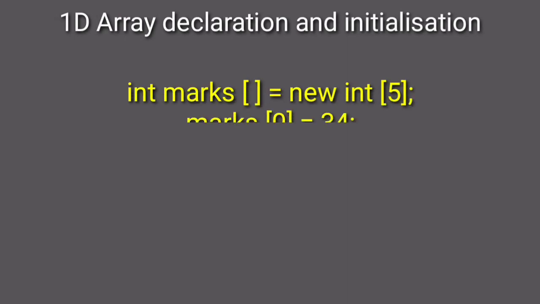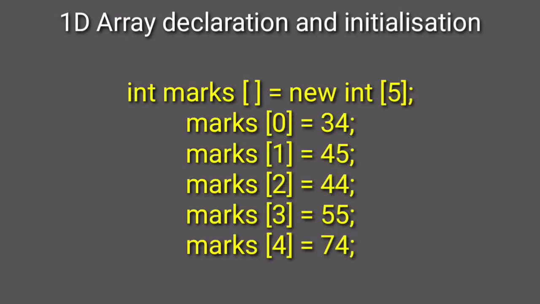And now here we have array declaration and initialization. In the first line, the declaration is done with the marks array of 5 elements. Next you can initialize the array using the index value. For example, marks 0 is the first element at index 0, assignment 34. So the value 34 will be stored at index 0. Similarly, you can store values at all other indexes, like 45 at index 1, 44 at index 2, 55 at index 3, and 74 at index 4. This is the initialization of a 1D array. One by one, you can initialize all elements using the index.